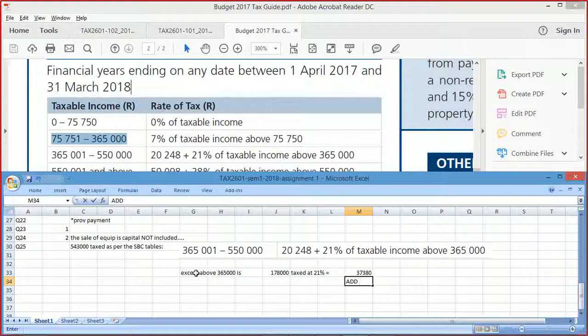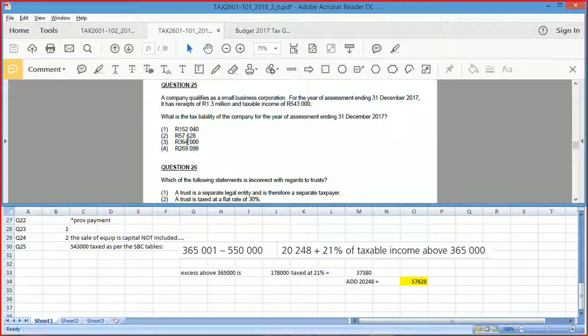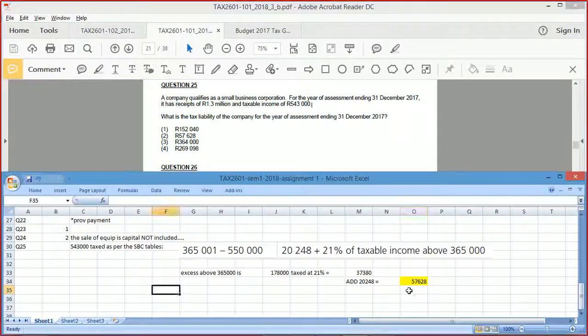Add the 20,248. So this plus 20,248 gives me that answer. Is there an option for 576? Yes, 57,628, option 2.